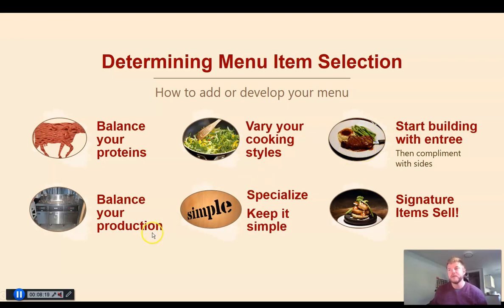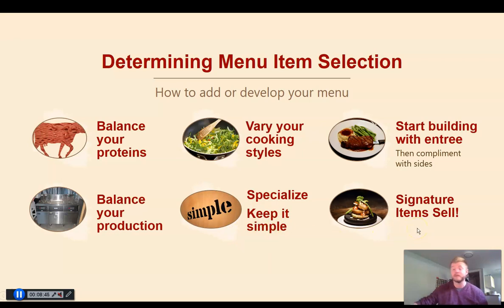Balance your production. So this is kind of also going with varying your cooking styles. Not everything is going in the deep fryer. Not everything's going into one particular piece of equipment. Keep it simple. For this particular menu, I'm only asking for 4 dishes for each selection. So 4 appetizers, 4 salads, 4 entrees, 4 desserts. So it doesn't need to be extravagant and crazy.